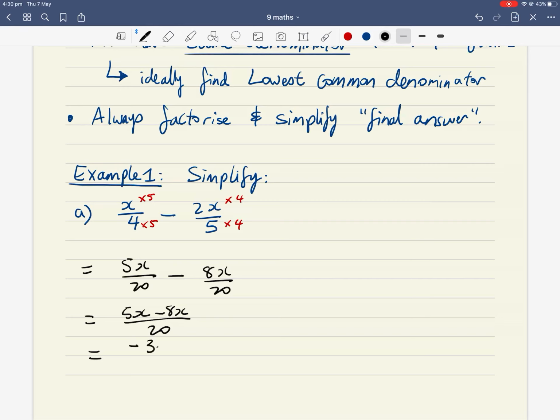And then 5x take away 8x gives us a negative 3x over 20. And that's it for our answer for part A.